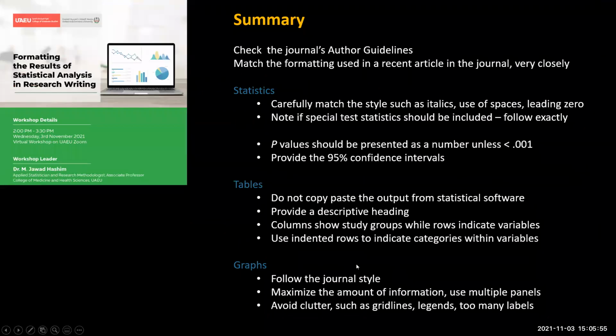So that's the presentation, and this is our summary. We've gone over a lot. We've discussed statistics, the tables and the graphs. Let me pause and just take some questions. I see a couple of questions.